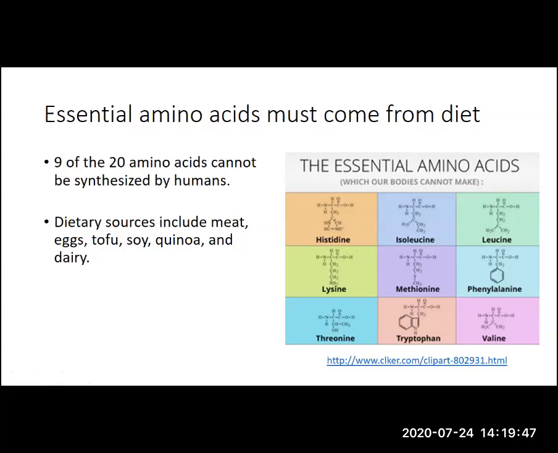And so in most cases, most of the time the proteins are going to be coming from meat, coming from eggs. Alternatives to that would be things like tofu, soy, quinoa, as well as dairy products, as well as a variety of other plant proteins that we can bring in as well.